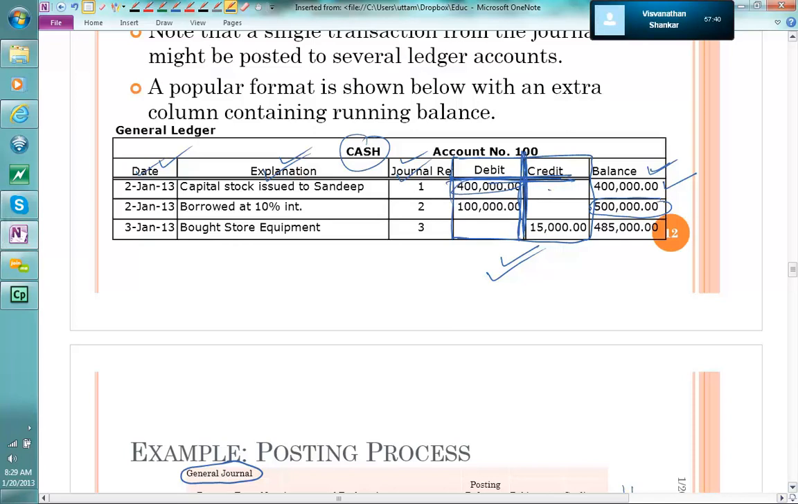And how can it be negative? When you overdraw. Okay, so that's the only case. And suppose you don't have an overdraw facility in the bank, then since cash is a physical asset and you cannot pay more than what you have, it will not be negative. So if you do not have an overdraw facility with a bank account, then it cannot be negative.